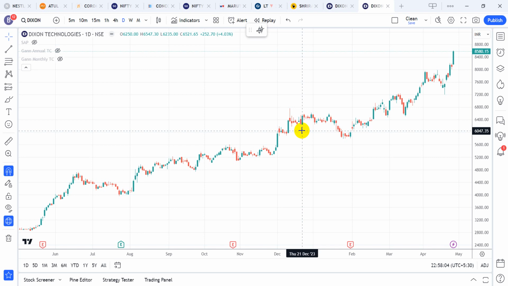We'll discuss three indicators. One is the Gann annual trend chain level, one is the Gann monthly trend chain level, and one is the 6 months pivot, or semi-annual pivot. These three indicators have to be used only in positional trading. So people who are interested in doing positional trading, these indicators are helpful for them.